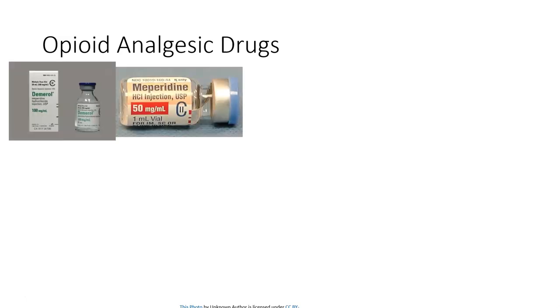Meperidine is a synthetic opioid. It has a trade name of Demerol. It is a C2 drug, and it's administered orally as well as via injection, which could be administered intramuscularly. We see down here, it's kind of rolled. It's IM, subcutaneous, or IV injection. Demerol is kind of the synthetic morphine.